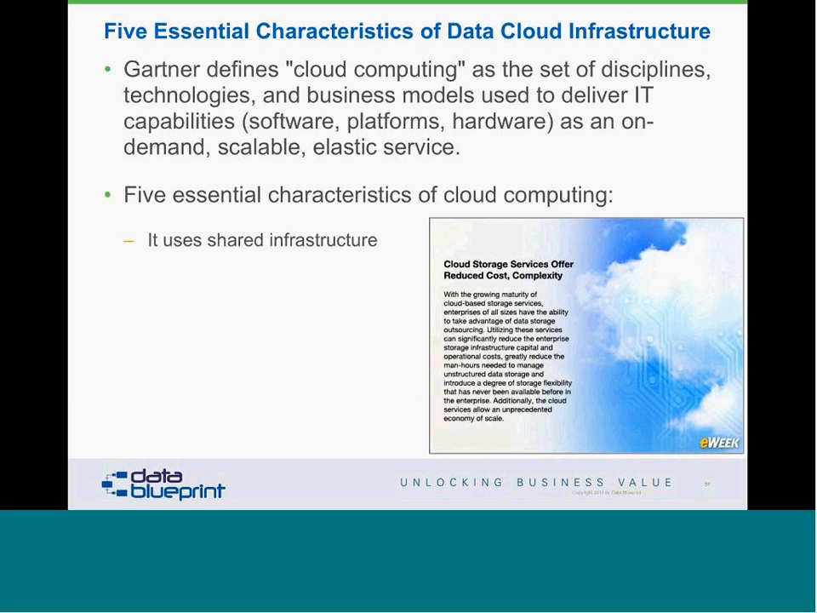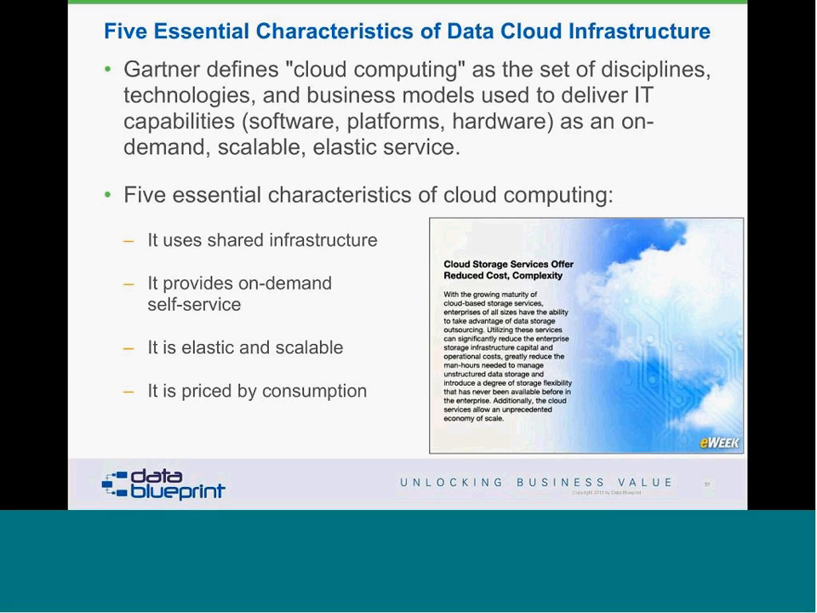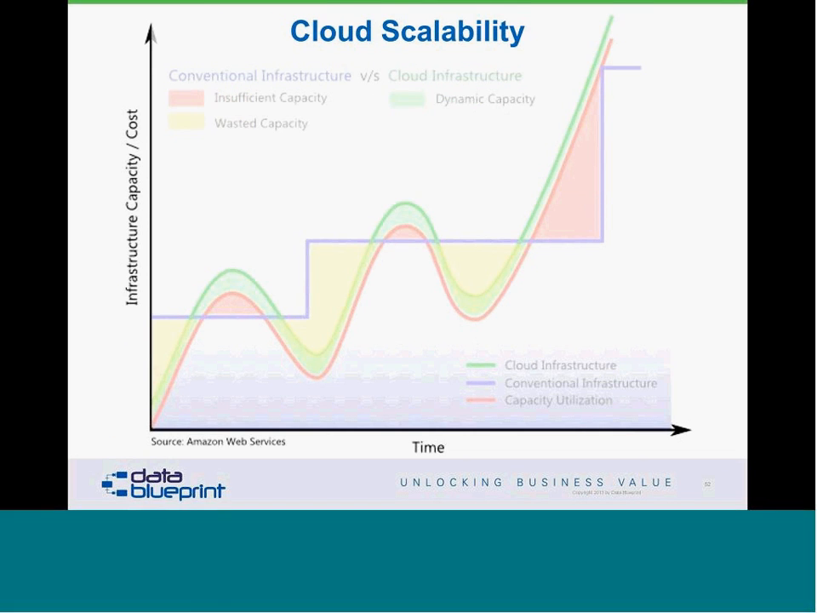And again, they talk about five particular characteristics: shared infrastructure, on-demand self-service, elastic and scalability, priced by consumption, only use it when you need it, and dynamic and virtualized. So what does this mean from an actual usage perspective? And this is where management starts to pay lots of attention to this. If you're looking here, this is a graph from Amazon advertising their ability to deliver this.